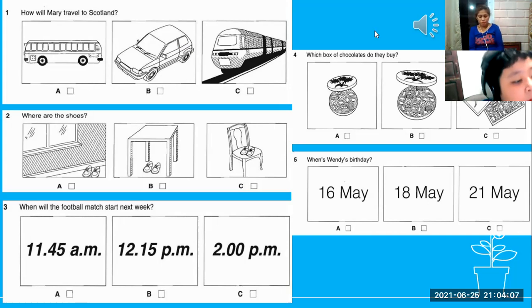Now listen again. Are you taking the train to Scotland tomorrow, Mary? No, I'm driving there. It's cheaper. Why don't you go by coach? Oh, no. It takes 7 hours.